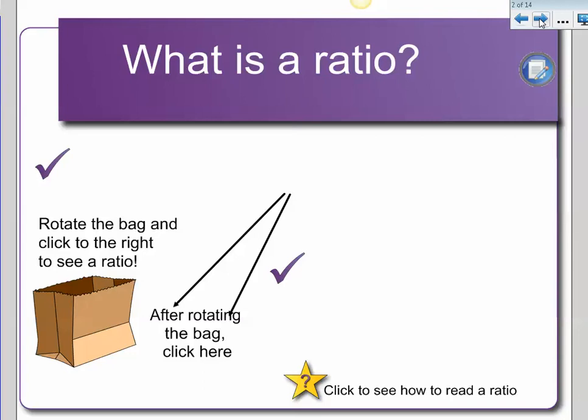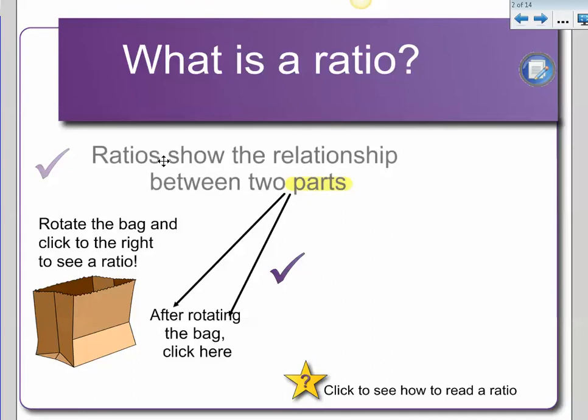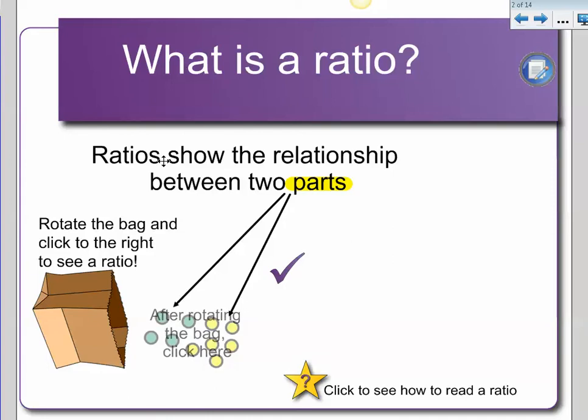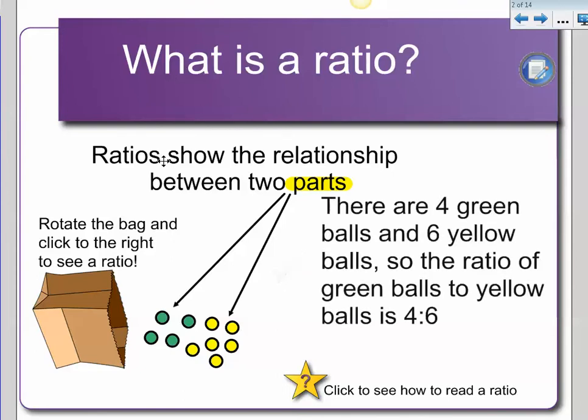So to begin, we need to talk about, well, what is a ratio? I've already written down the definition for you, but let's go through and read it together. A ratio shows the relationship between two different parts or two different things. So, for example, if I have this bag here, and this bag gets turned and spilled over and out spill these green and yellow balls or marbles. I can say I have 4 green balls and I have 5 yellow marbles or balls. So if there are 4 green and 6 yellow, sorry, 6, not 5, I don't know why I said 5 before, there are 6 yellow, the ratio of green to yellow would be 4 to 6.